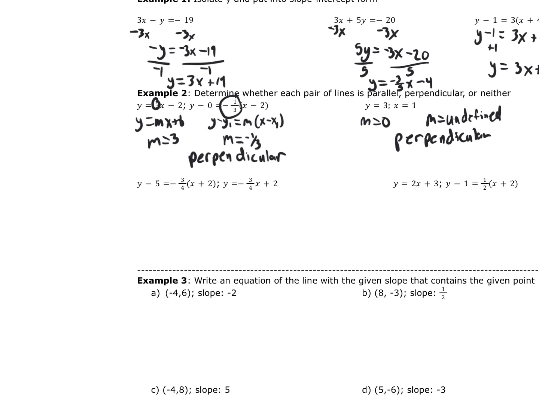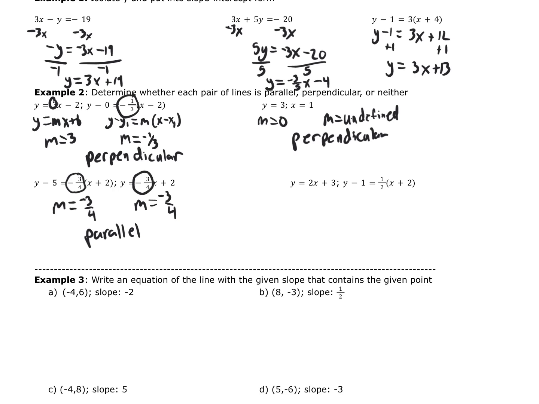Alright, going to this next one. Again, this is in point slope form, so our slope is before the parentheses, negative 3/4. This next one is in slope-intercept form. And again, that puts it right before the x, so the slope of that one is m equals negative 3/4. So with the slopes being exactly the same, we know these are parallel.